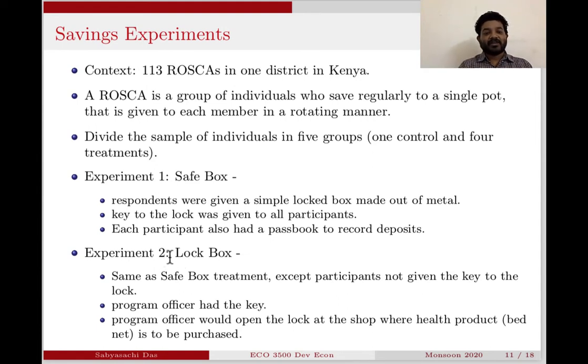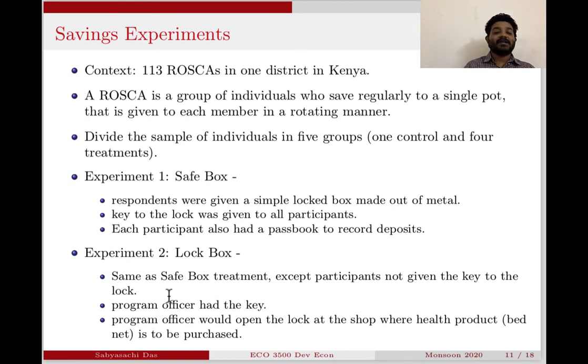on the box. The second experiment is called a lock box, where it's the same as the safe box experiment except that the participants are not given the key to the lock. The key is with the program officer who is in charge of running these Roscas. So there's a program officer who monitors. Usually these Roscas are associated with some microfinance institution or some bank, right? And there are these program officers who monitor the savings and credit activities of these Roscas. So the key will be with the program officer.